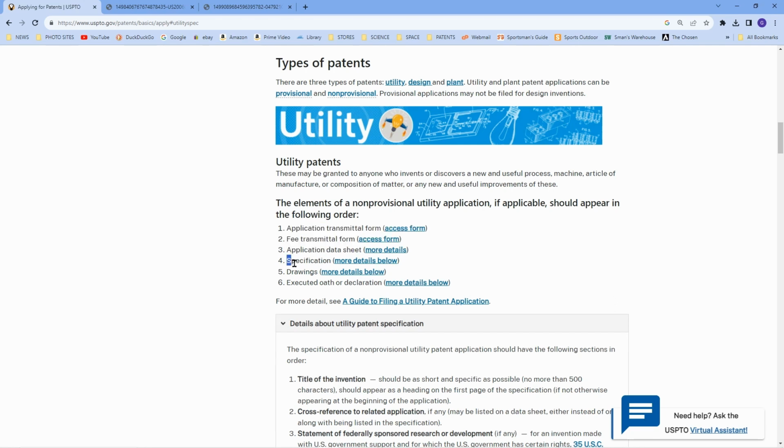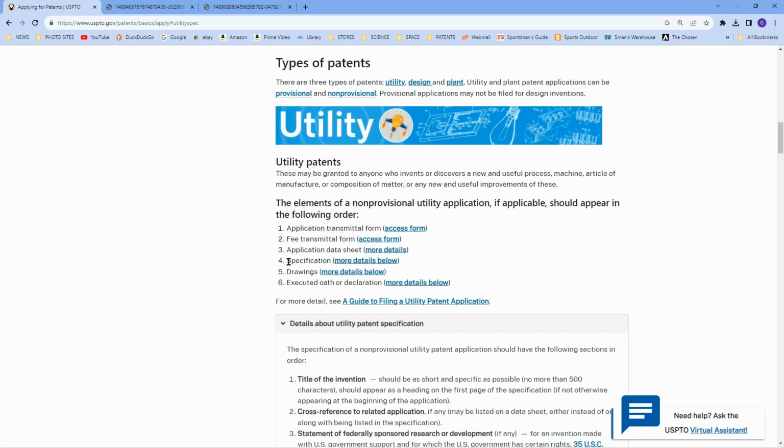Then we also have the specifications and the drawings. The specifications are the written portion of the description of the invention, and the drawings are the drawn portion of the invention. And finally, if you're doing a non-provisional, you'll also have to include an oath or declaration. This is actually a legal form stating that you are in fact the inventor of the invention you're applying for, because the Patent Office will only give patents to the actual real inventors.